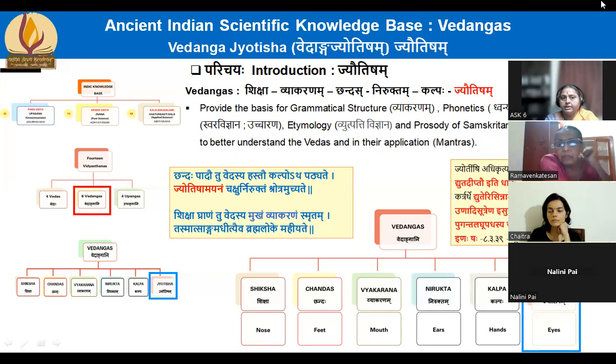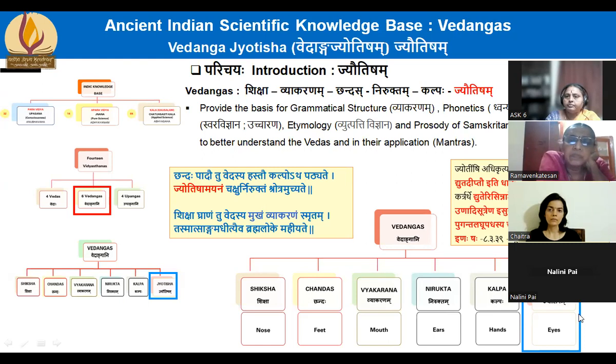Here, if we look at the shloka: Chandaha Padautu Vedasya Hastau Kalpaha Atha Pathyate, Jyotisham Ayanam Chakshuhu Niruktam Shrotram Uchyate. So Jyotisha is considered as the chakshu, eyes. If Kalpa is considered as hands, without hands we cannot do so many things. Likewise, Jyotisham acts as chakshu. Without eyes, it is very difficult to perceive so many objects or to understand so many ideas.